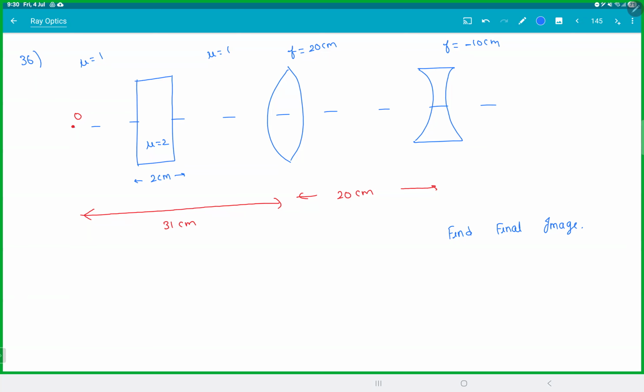Minus 40 by 3. U of lens to be taken as what? What is U of lens matlab? Refractive index? Yes, sir. I already gave you the focal length. Why do you need it? Okay, yeah. Got it.